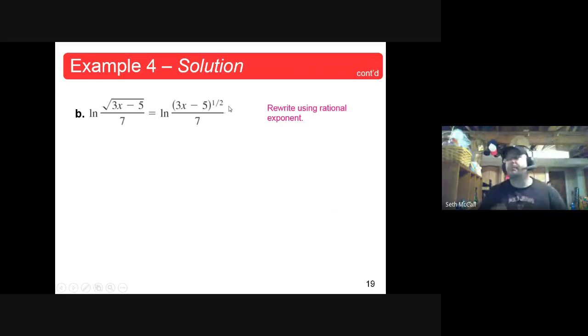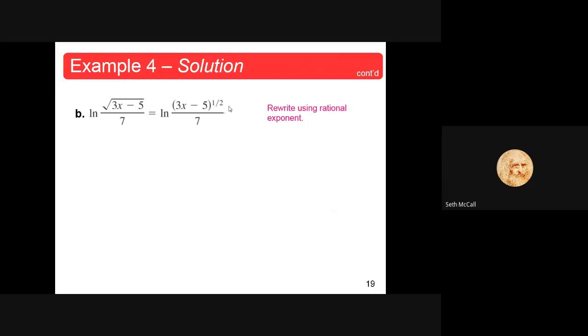This is really important when you're dealing with logs. If you have any sort of root, you need to rewrite the root as an exponent. So if you have a square root, it's the 1/2 power. If you have a cube root, it's the 1/3 power, and so on. So you can see that we rewrote this so it's 3x minus 5 in parentheses, which is necessary, to the 1/2 power. The next thing to notice is that this is an expression that is dividing.